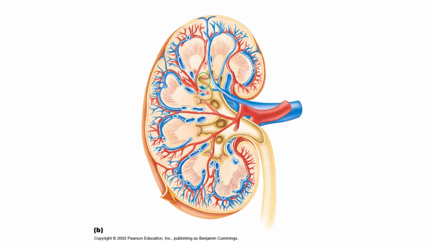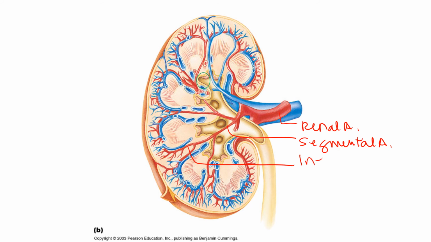Let's talk about items that are filtered but not reabsorbed. This time we're going to use sodium ions as our example. All right, so we should be good at doing this now, right? We're going to start with the renal artery. The next branch is called the segmental artery. The next branch down here is called our interlobar artery. All right, what's next? Arcuate artery.